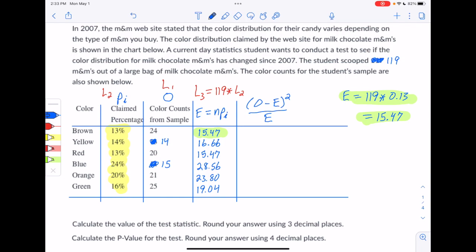One of the things that's handy to do is to check the total on this and make sure it comes up to the same 119 that you had on your list.